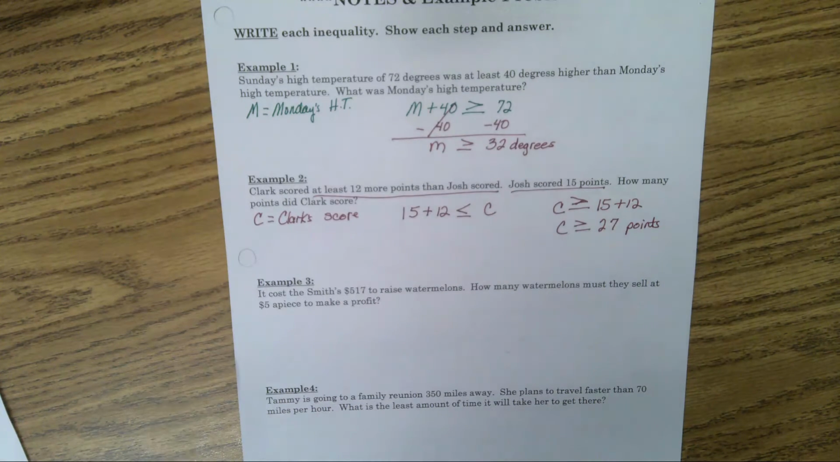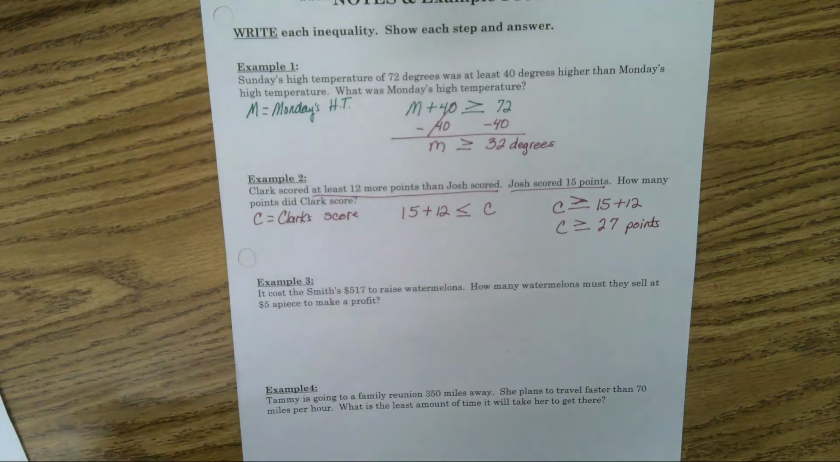In problem number 3, it cost the Smiths $517 to raise watermelons. How many watermelons must they sell at $5 a piece to make a profit? Now, to make a profit, they have to make more than $517, okay? If you make $517, that's called breaking even. You've not made a profit, you just haven't lost any money. All right, so let's see how many watermelons they need to sell to at least make something.